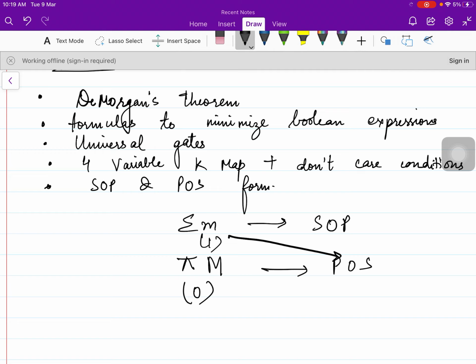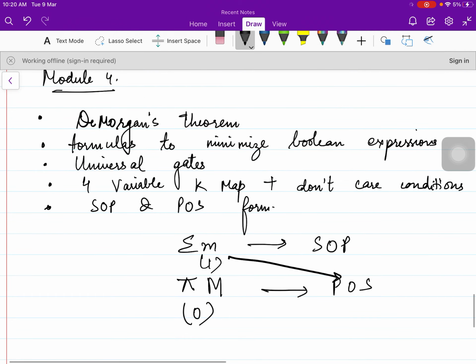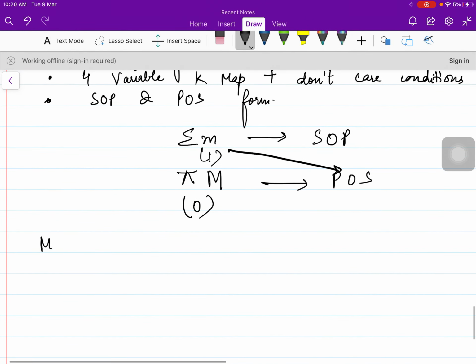So just refer to the videos, clarify your concepts. Okay, here I frequently see that the students make mistakes. So please don't do that. Refer to the videos properly and then solve it. So SOP and the POS form. So these were the important topics from module 4.